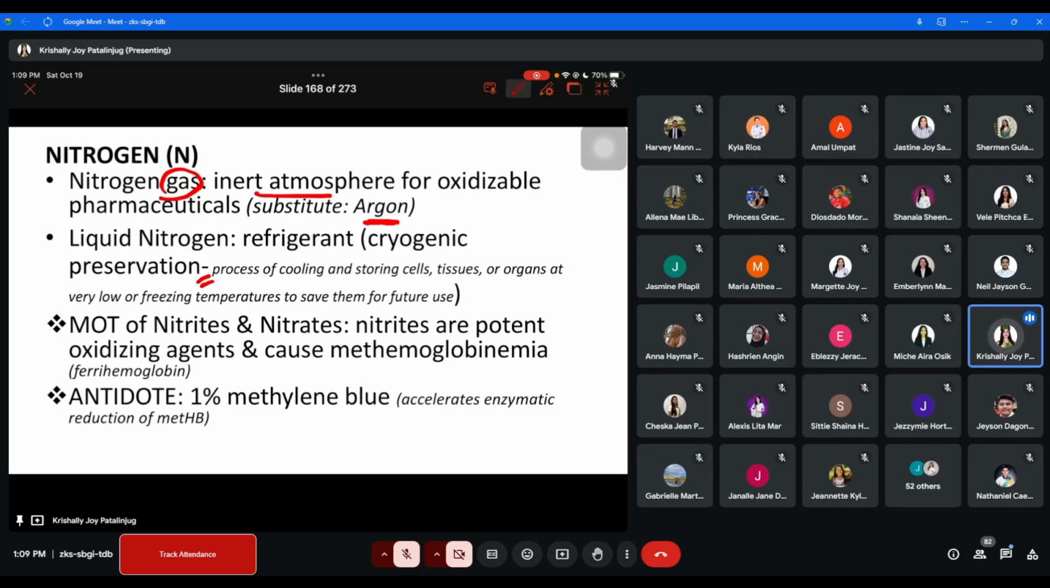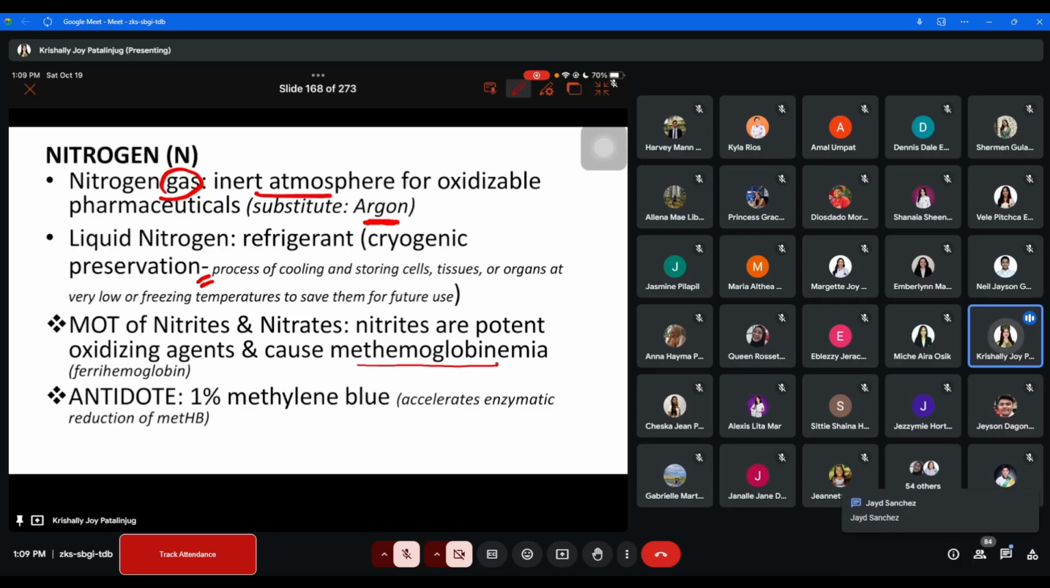For its mechanism of toxicity, ang mga nitrates and nitrites, they are said to be potent oxidizing agents, and they cause oxidation of the ferrous or the iron in hemoglobin.